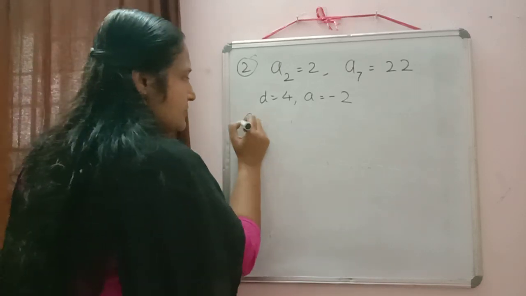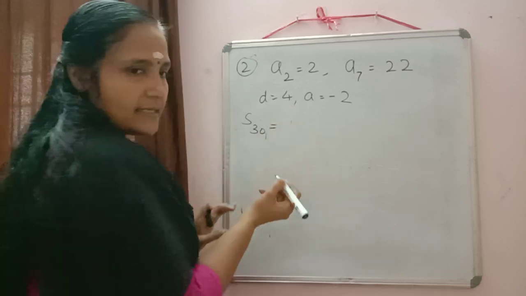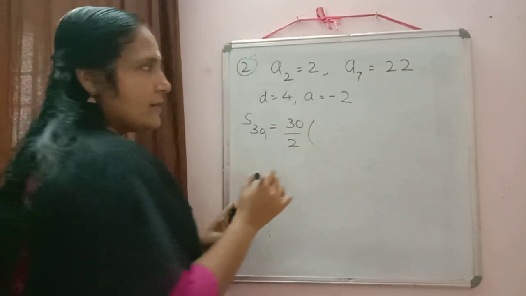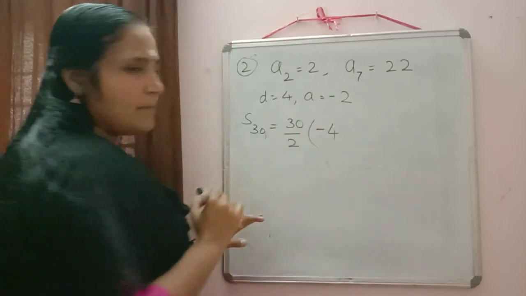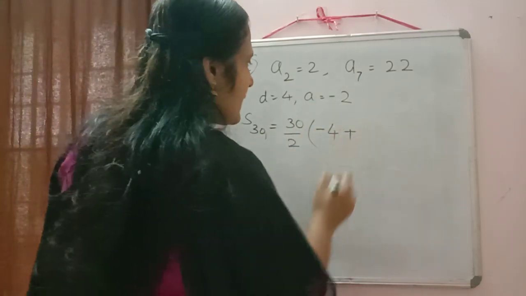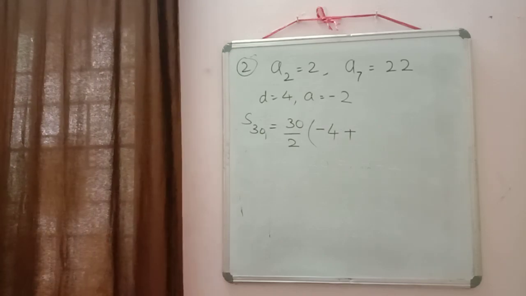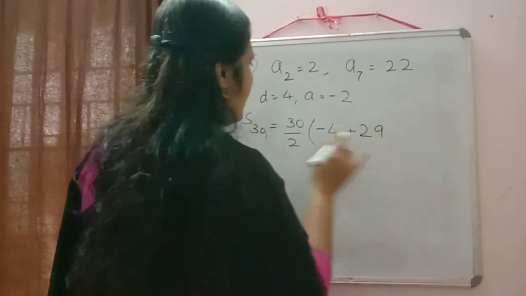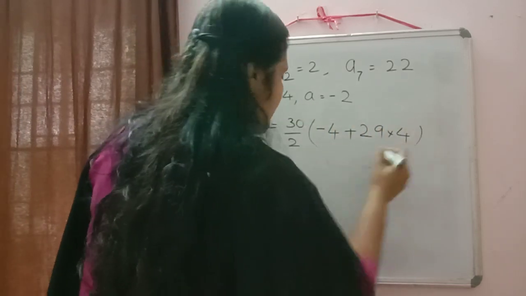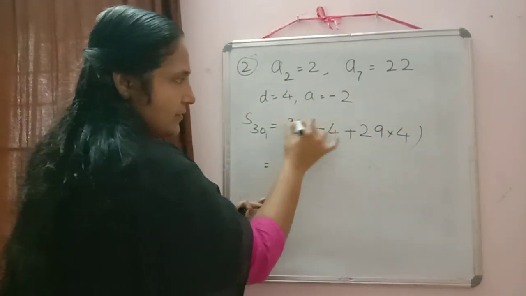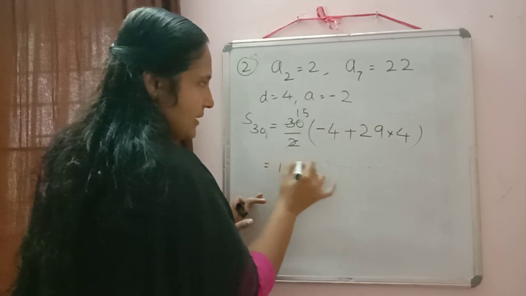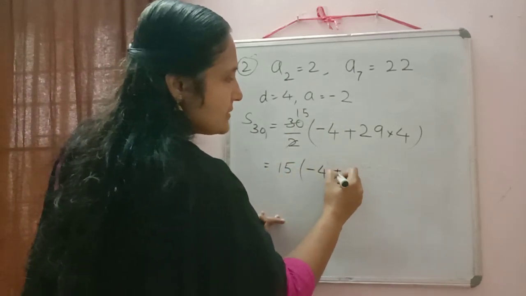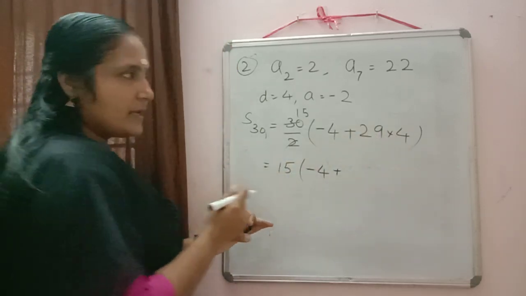Sum of 30 terms we have to calculate. So S30 is equal to 30 by 2 into 2A, so 2 into minus 2, minus 4, plus n minus 1, 30 minus 1, 29 into D is equal to 4. 30 by 2, here only we can cancel it by 2. So it will be equal to 15 into minus 4 plus 29 into 4 we can multiply.